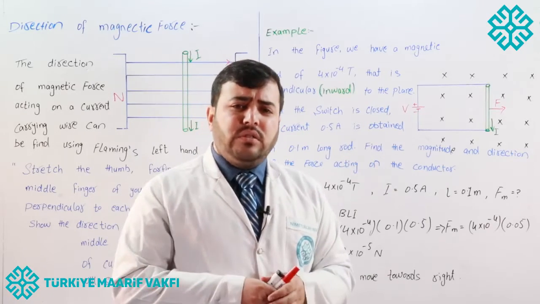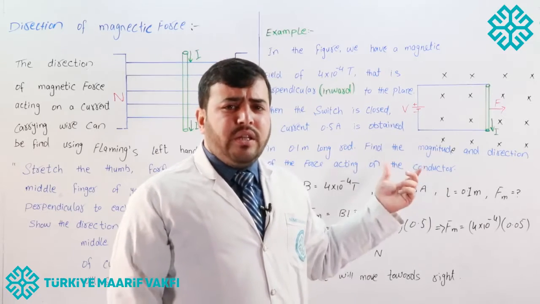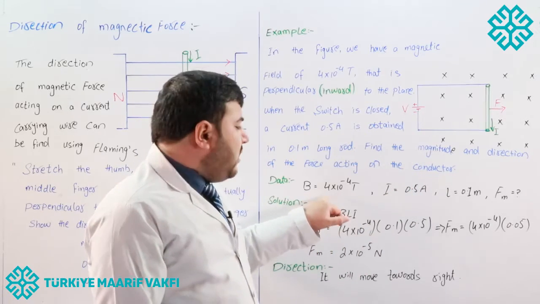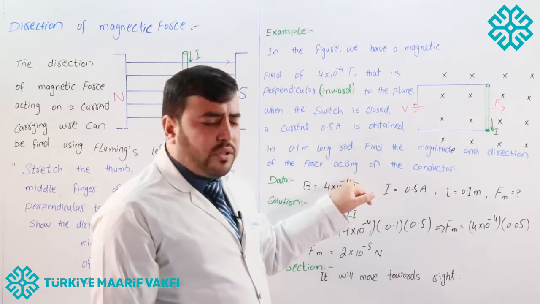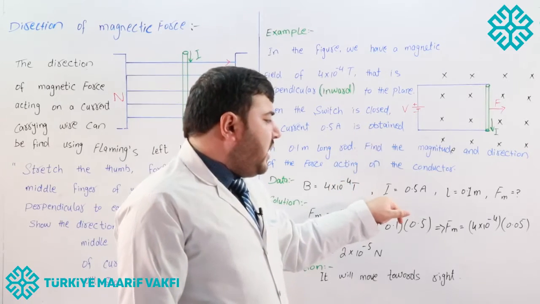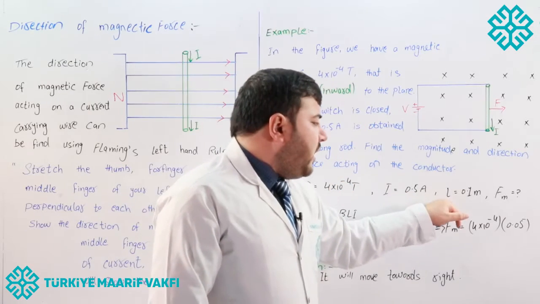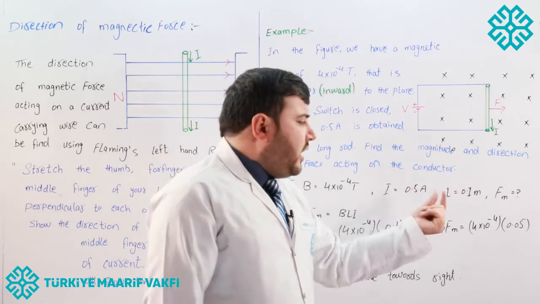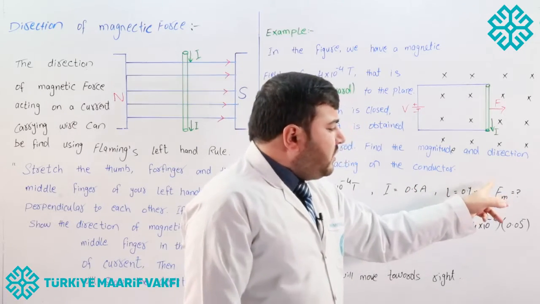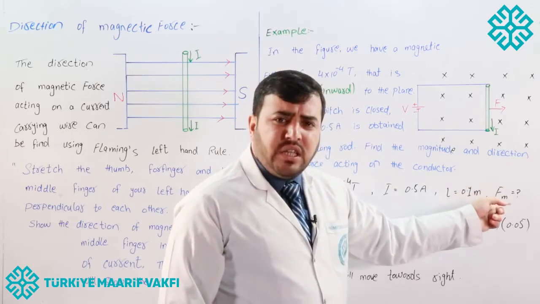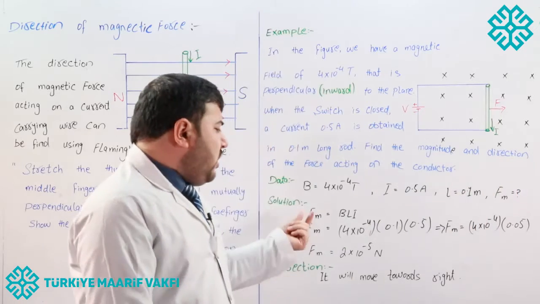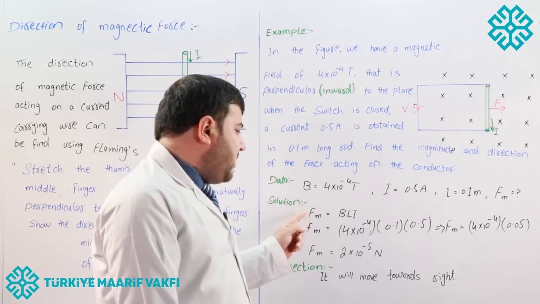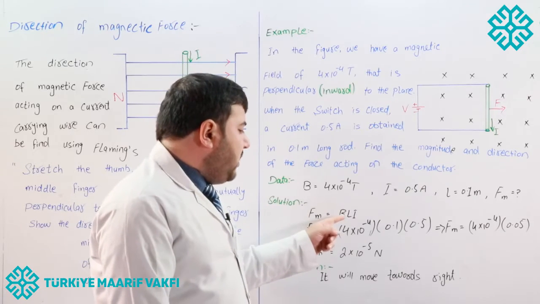First of all, we will find the magnitude of the force. For this, first we will collect the data given in the question, that is B, magnetic field, 4 multiplied by 10 raised to power minus 4 Tesla, current I 0.5 ampere, and length of the conductor, that is 0.1 meter, and what we are going to find, that is magnetic force. So we have studied the formula, that is Fm, magnetic force, is equal to BLI.